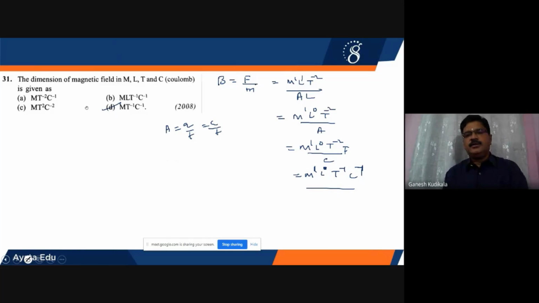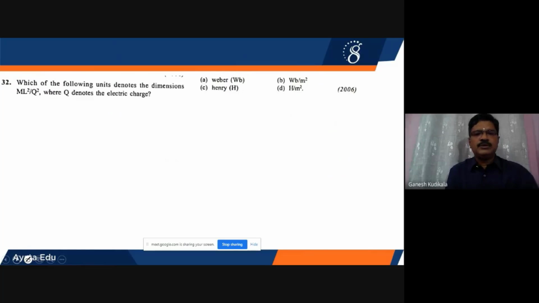Okay. Now let us move on to the 32nd question. The 32nd question, children: which of the following units denotes the dimensions of M1 L2 Q power minus 2? Let us solve all the options. First let us solve this one, M1 L2 Q power minus 2. So this can be written in terms of M1 L2 divided by charge.